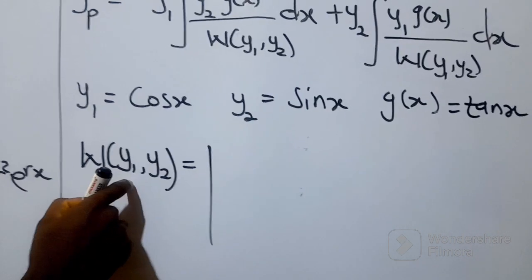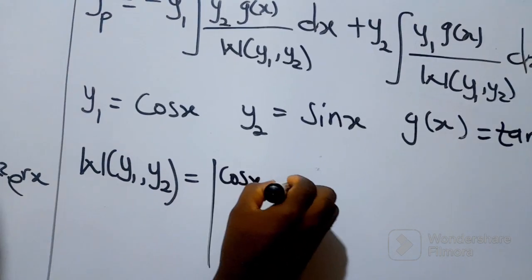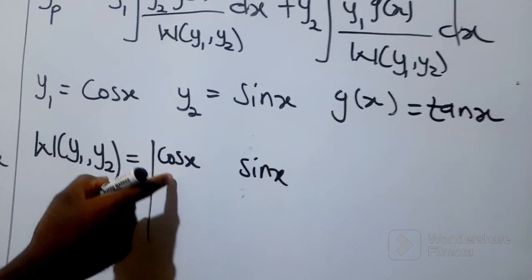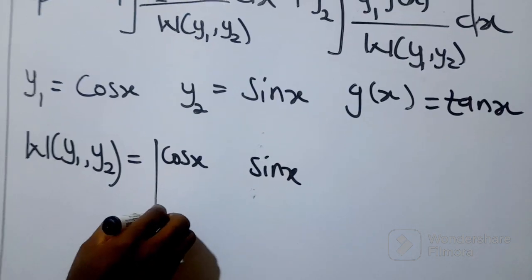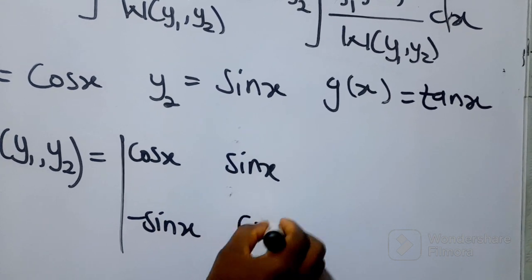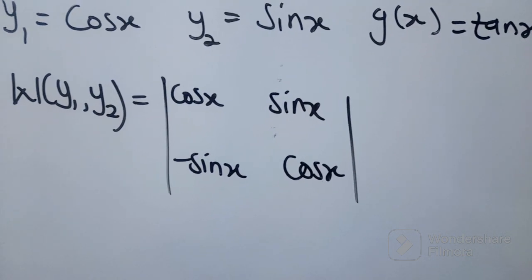So we can say the Wronskian of y1, y2 will be equal to the y1, which is cos x, and the y2, which is sine x, plus their differentials. So the differential of cos will be negative sine x, and the differential of sine will be cos x. Then this becomes a 2 by 2 matrix, which we are finding the determinant for.